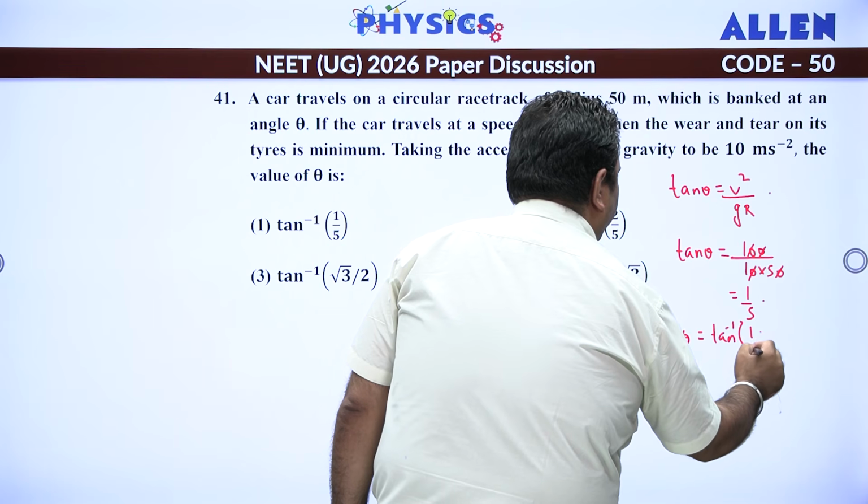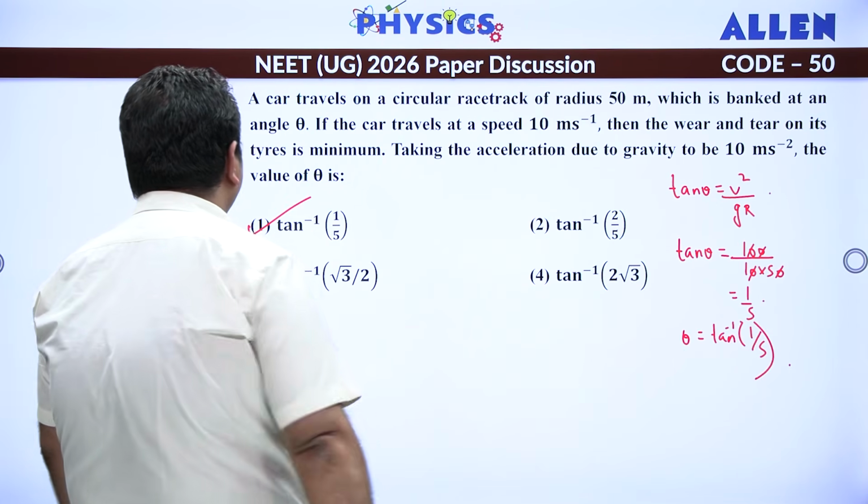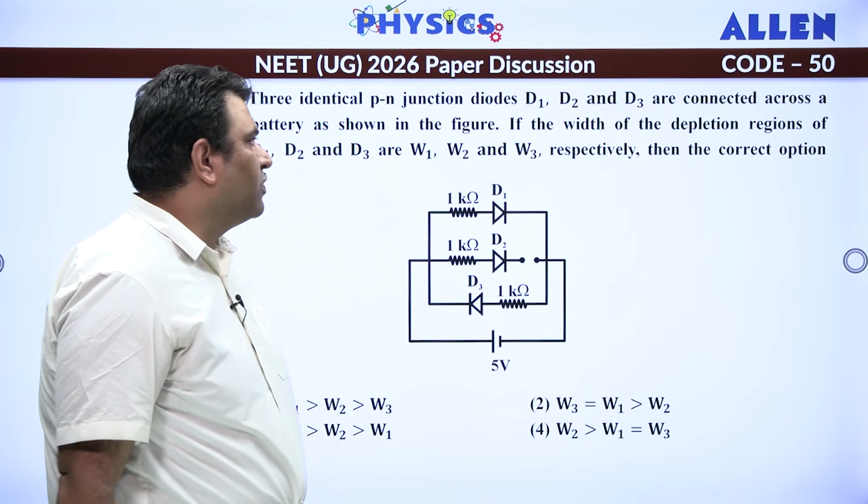tan inverse 1 by 5 it can be written as. So the correct answer for this question is option number 1. Moving on to the next question after that.